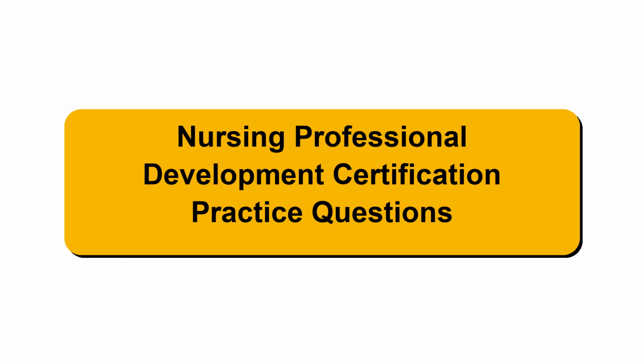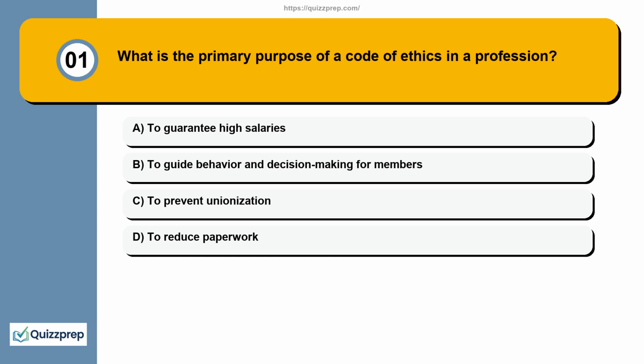Let's begin. Question 1. What is the primary purpose of a code of ethics in a profession? Here are your options. Option A. To guarantee high salaries. Option B. To guide behavior and decision making for members. Option C. To prevent unionization. Option D. To reduce paperwork.